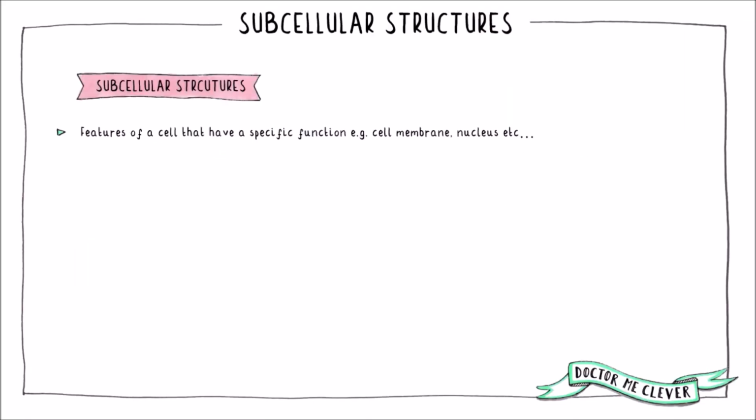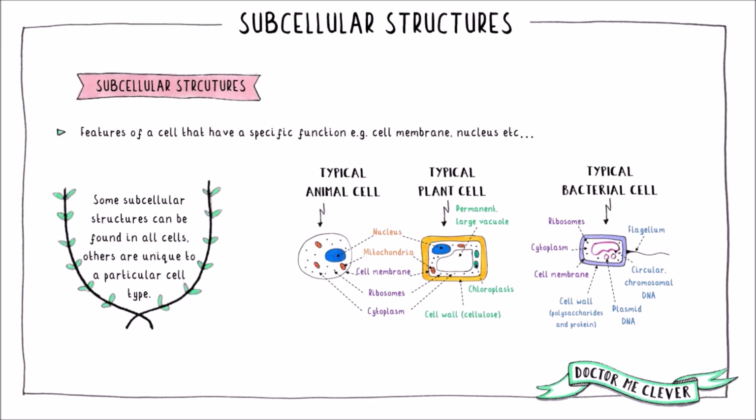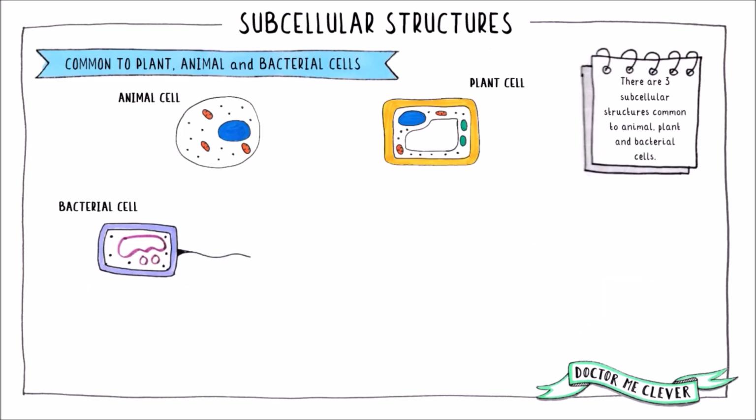Subcellular structures are features of a cell that have a specific function. Examples include the cell membrane and nucleus. Some subcellular structures can be found in all cells, others are unique to a particular cell type. There are three subcellular structures that are common to animal, plant and bacterial cells.